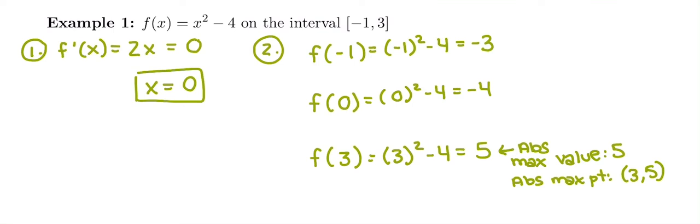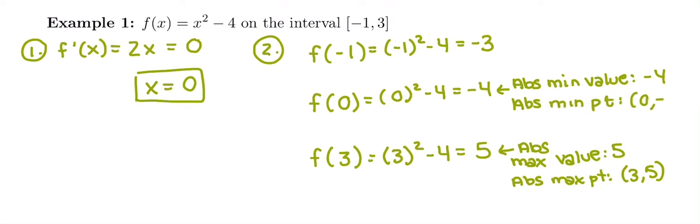And then between my 2 remaining points, which one's going to be the absolute min? -3, the other endpoint, or -4, my critical number? -4 is lower than -3, so my absolute min value is -4, or if you're asked for it as a point, you'd write absolute min point is 0, -4. So you can make a sign chart, but you don't have to as long as you have your 2 endpoints.